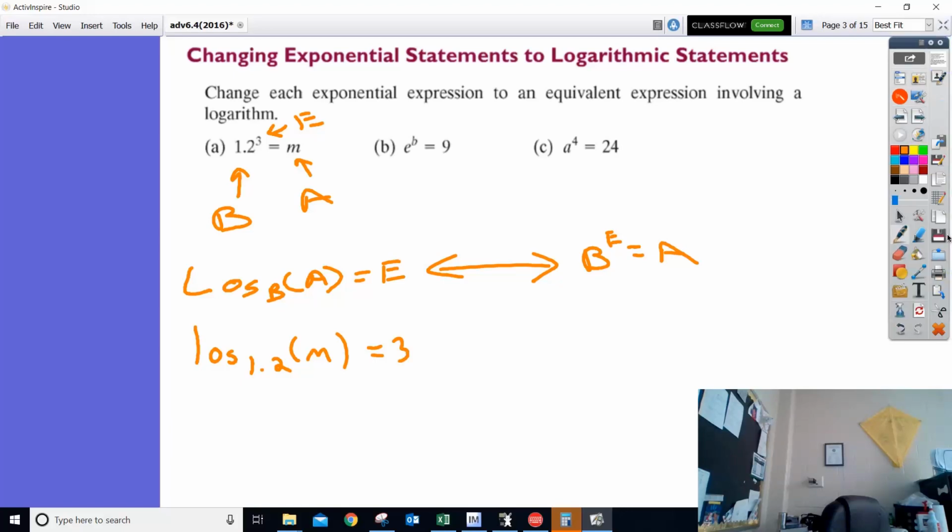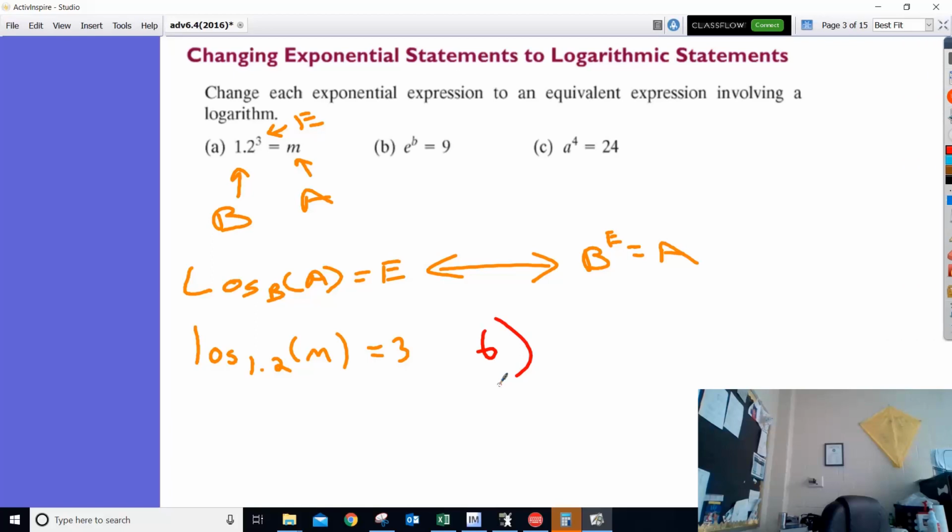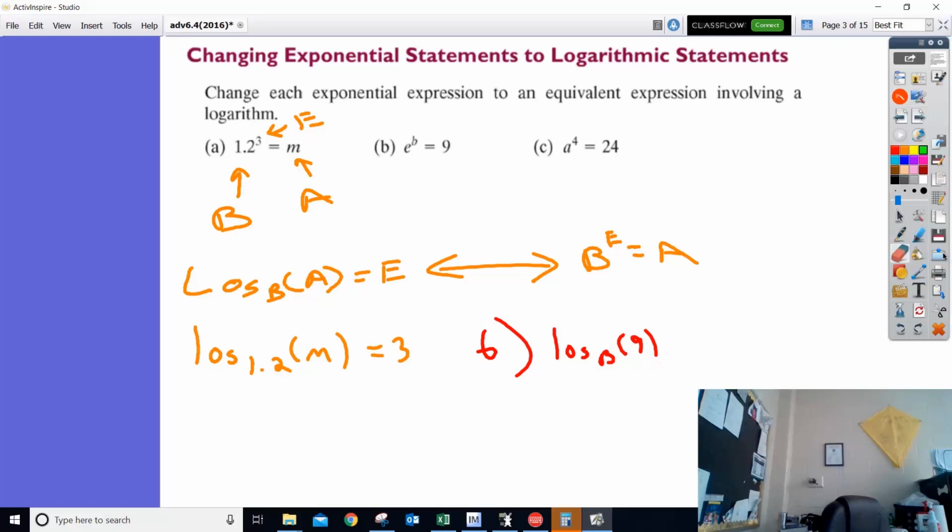Let's do example B. Aaliyah, can you convert example B for us? Argument. You either say answer or argument. It's not times 9, because there's no multiplier. It is the argument of the logarithm. It is inside the logarithm. I don't know why I wrote a b. It's supposed to be an e, isn't it?